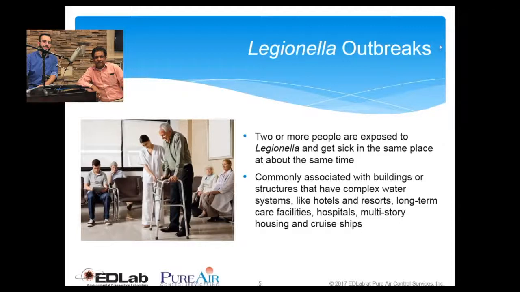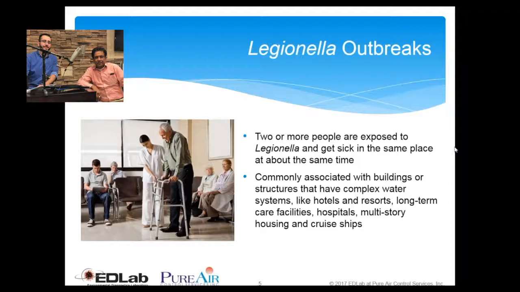The most important thing is to understand how outbreaks happen, especially in the case of Legionella. So let me first define the outbreak. Outbreaks are nothing but if 2 or more people are exposed to Legionella and get sick at the same time near about the same place, then they may be termed as an outbreak.